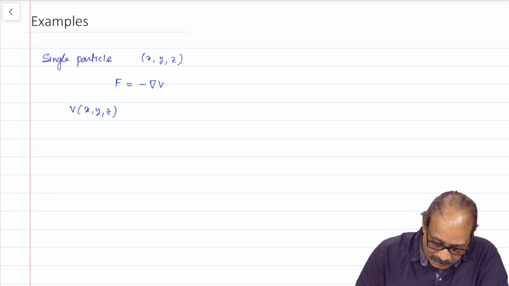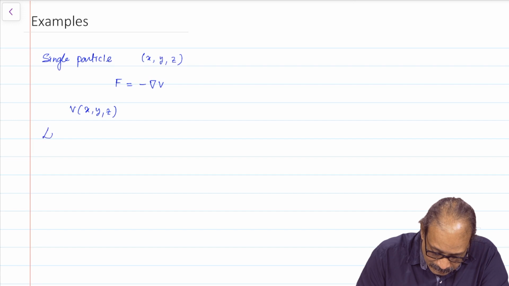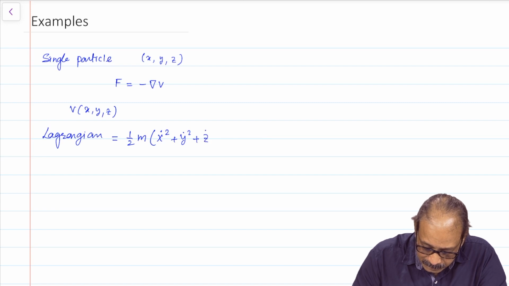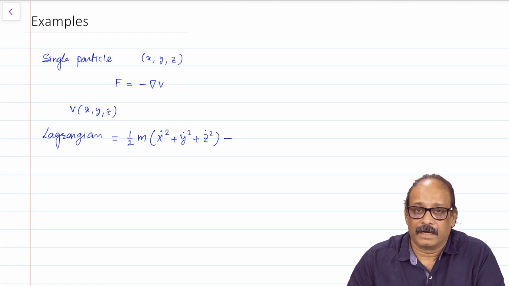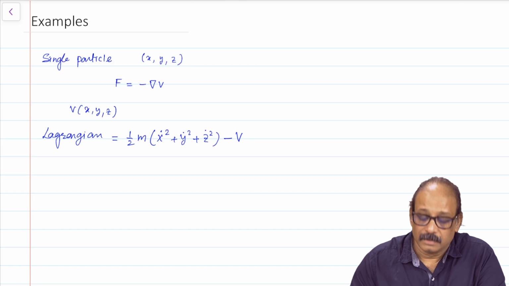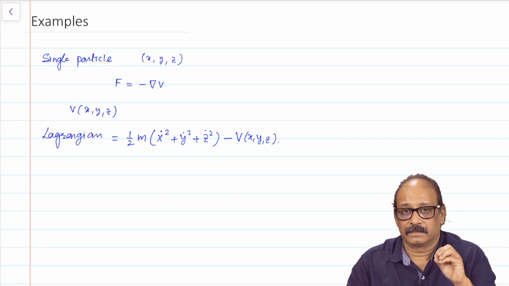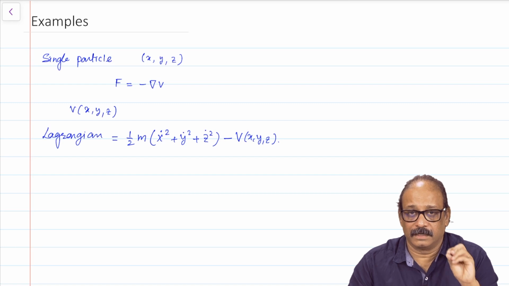And let us try to find the equation of motion. First of all, the Lagrangian would be, what is the kinetic energy? That is simple, it is half m times x dot square plus y dot square plus z dot square, minus the potential. Okay, remember, potential is a function of x, y and z. So, let us write down, there are 3 generalized coordinates, there will be 3 Lagrange's equations.